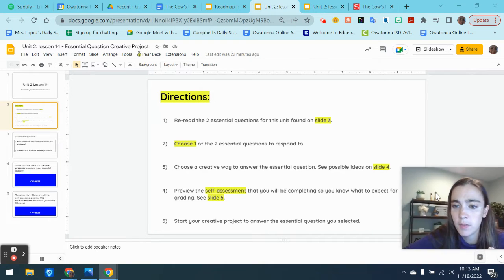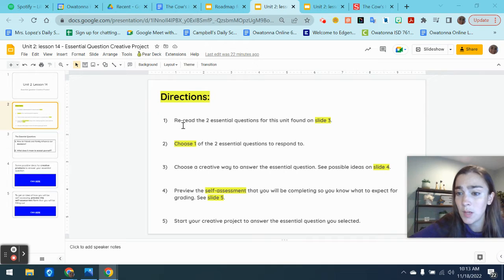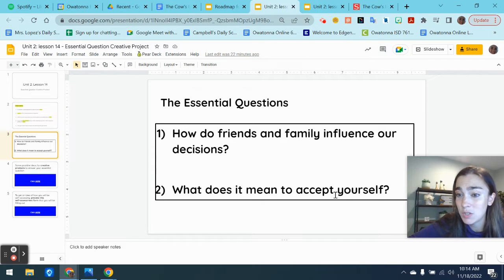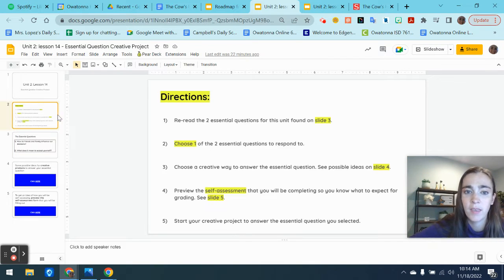So the directions, the first step is to reread the two essential questions for this unit found on slide 3. So on slide number 3, we have our two essential questions. How do friends and family influence our decisions? And what does it mean to accept yourself? Those were the two main questions we're thinking about as we read the text. Step number 2, choose one of the two essential questions to respond to. You do not need to respond to both of them. Pick one that really resonates with you.